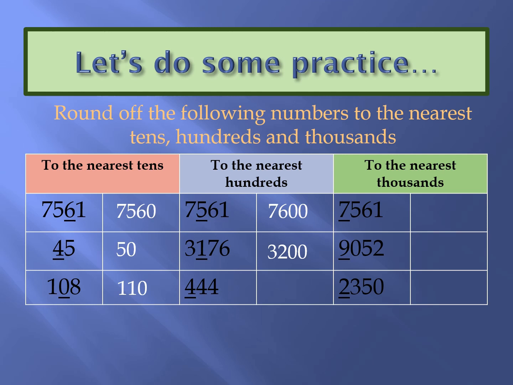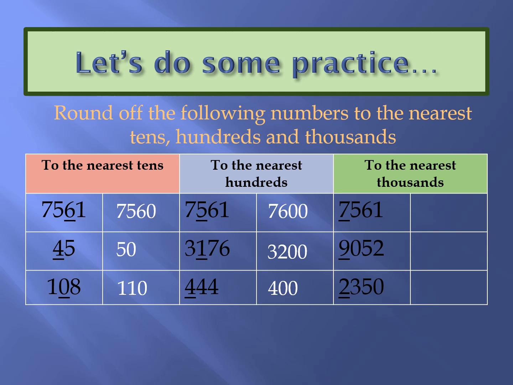Now the third one. Quickly. Underline the digit. Look next door. If it is less than 5, leave it for sure. Matlab, we don't need to have any change in 4. We have to leave it. So 4 will remain as it was. Everything after is a 0, not more. ठीक है?